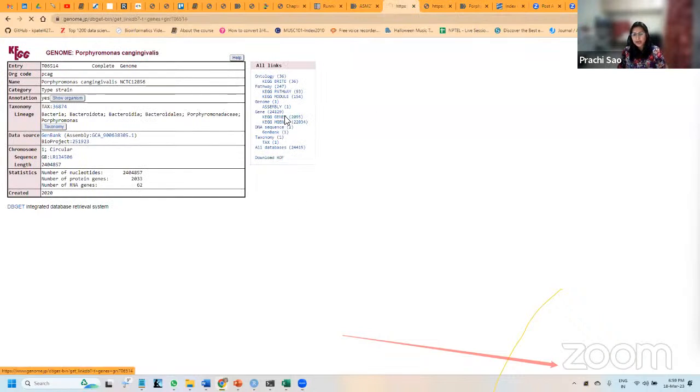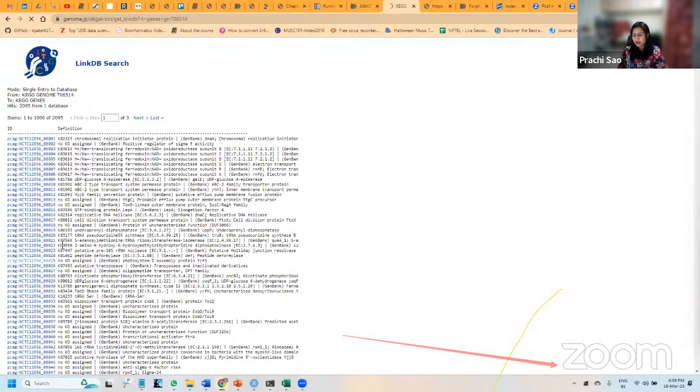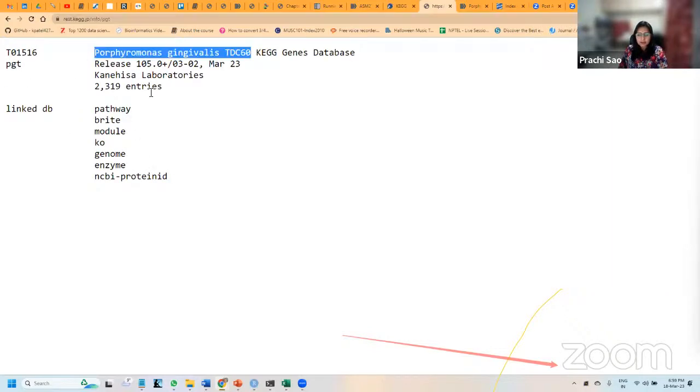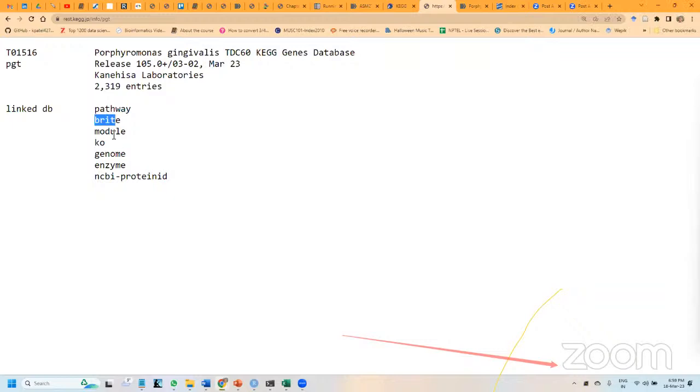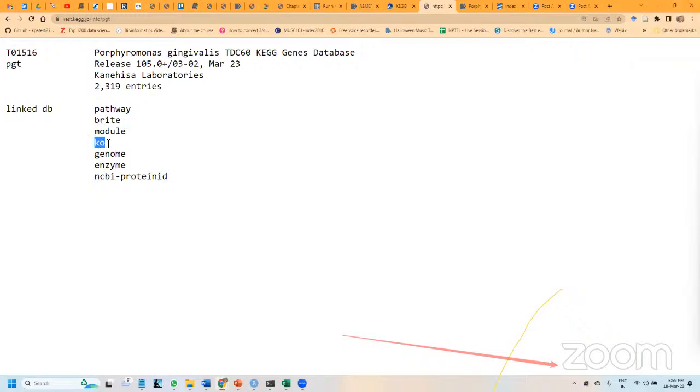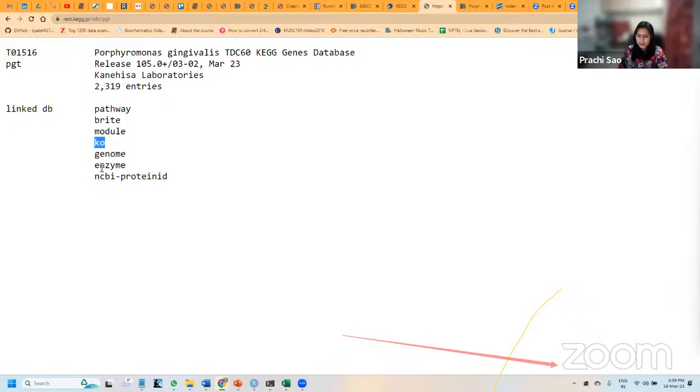Here if I click on the genes, this is a lot of information. These are the pathways and genes present in this organism. So we can download directly from here also. Here, what is available for this particular organism? I have pathways, complete information, module information, and KO IDs. This is a specific ID for KEGG. Then we have genome information and enzyme information.